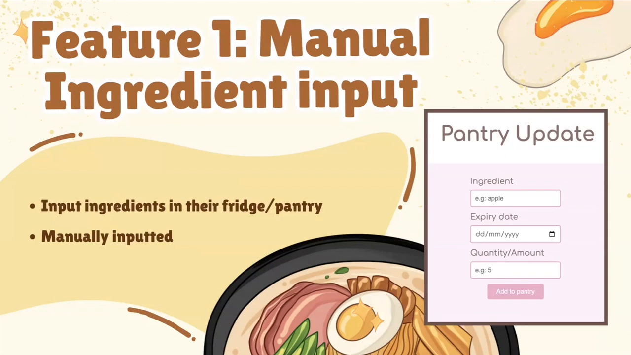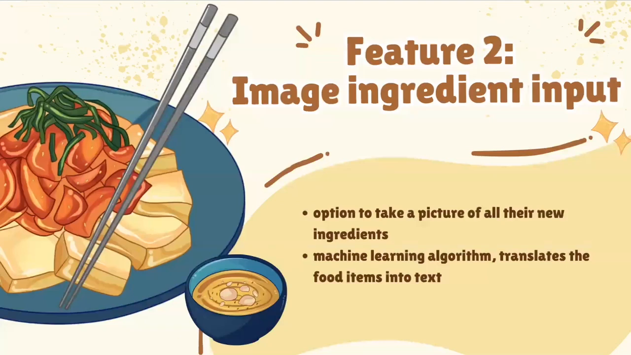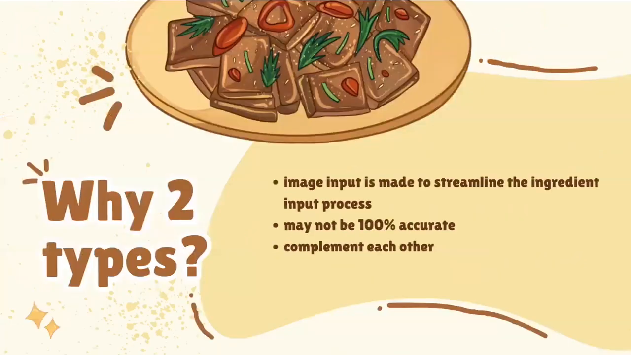Next, our image ingredient input. Instead of manually keying down all your ingredients, you can also choose to take a picture of all your food items and upload it onto the app. This feature encompasses a machine learning algorithm for food classification, which can recognize ingredients in the image and translate them into text. We've also received questions and concerns over the similarity between these two ingredient input features.